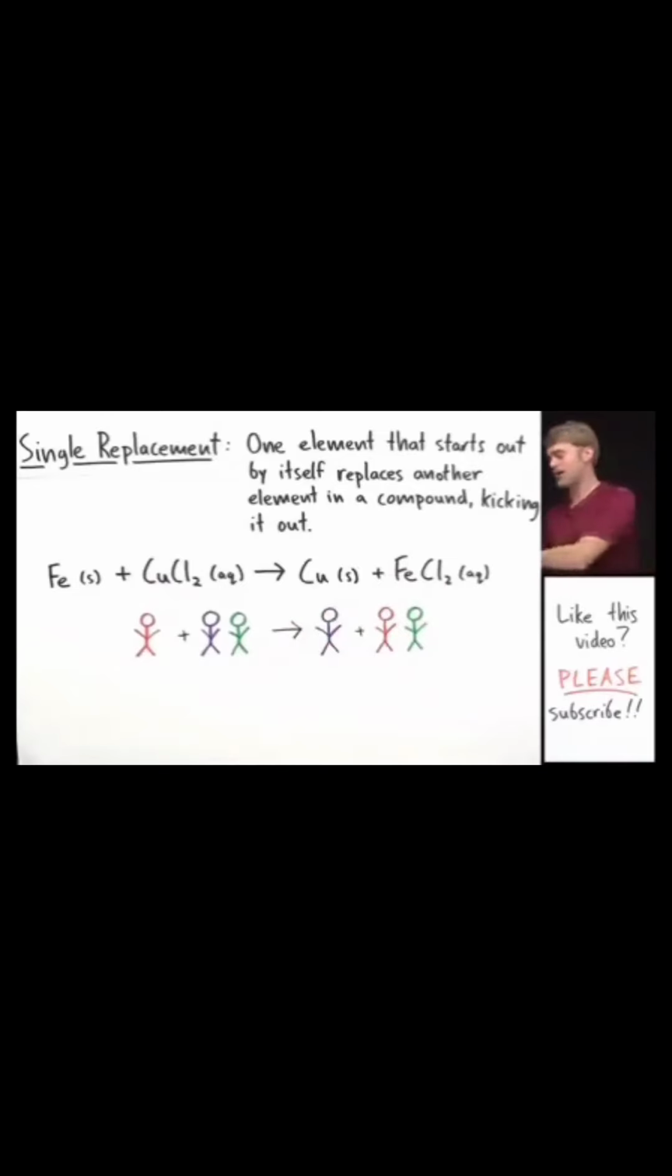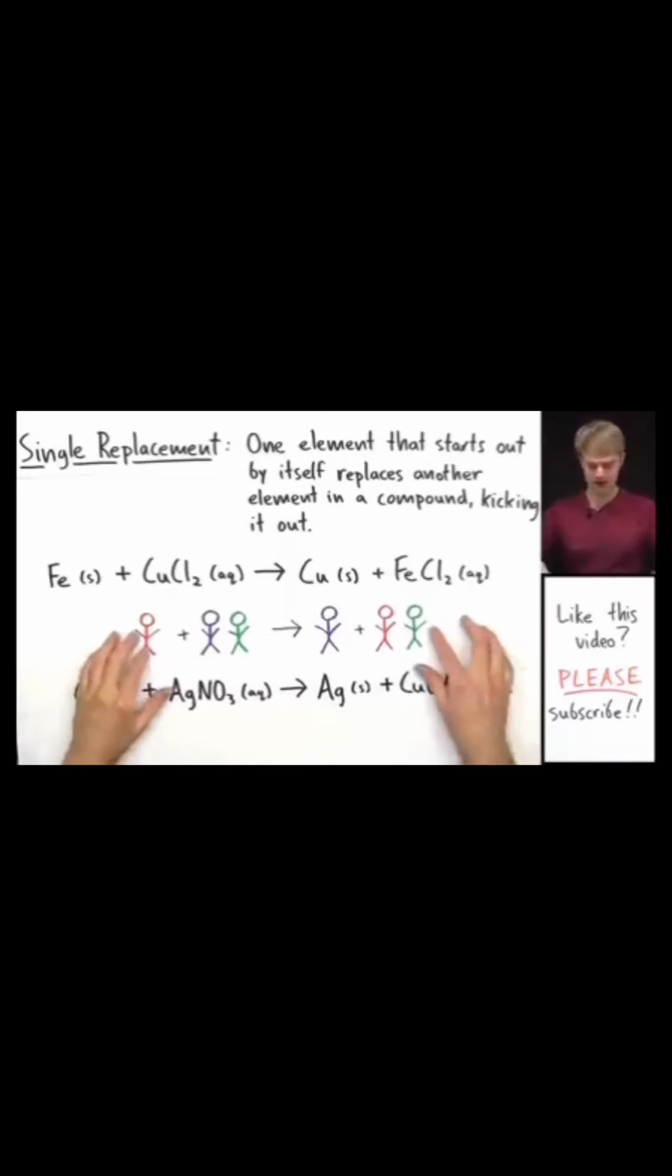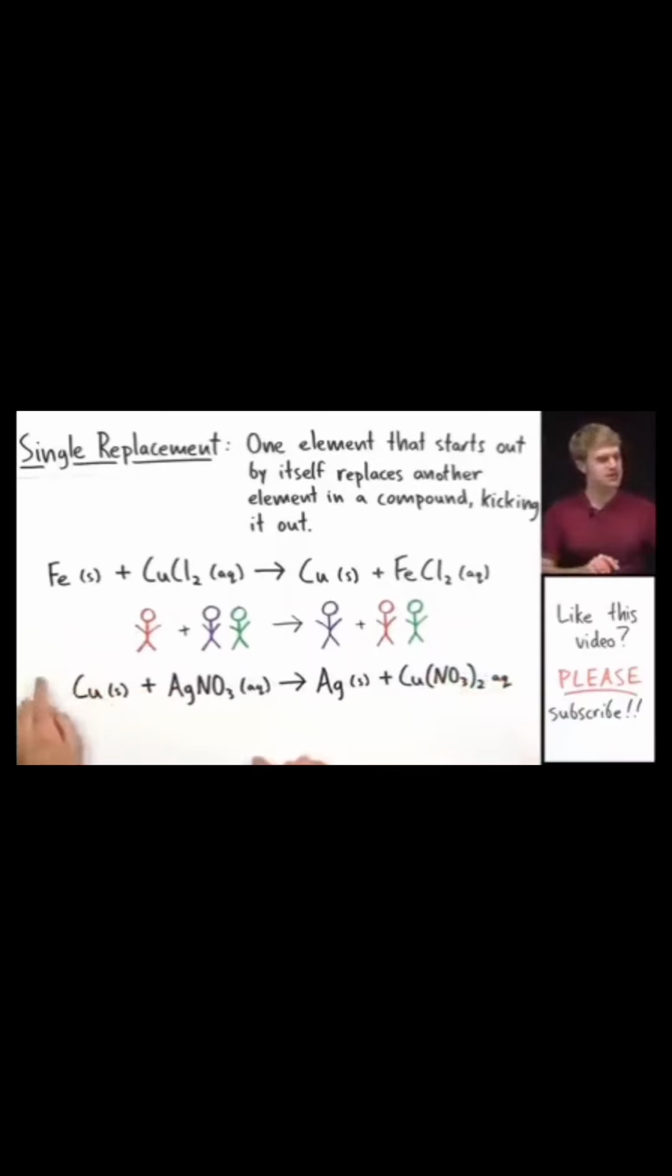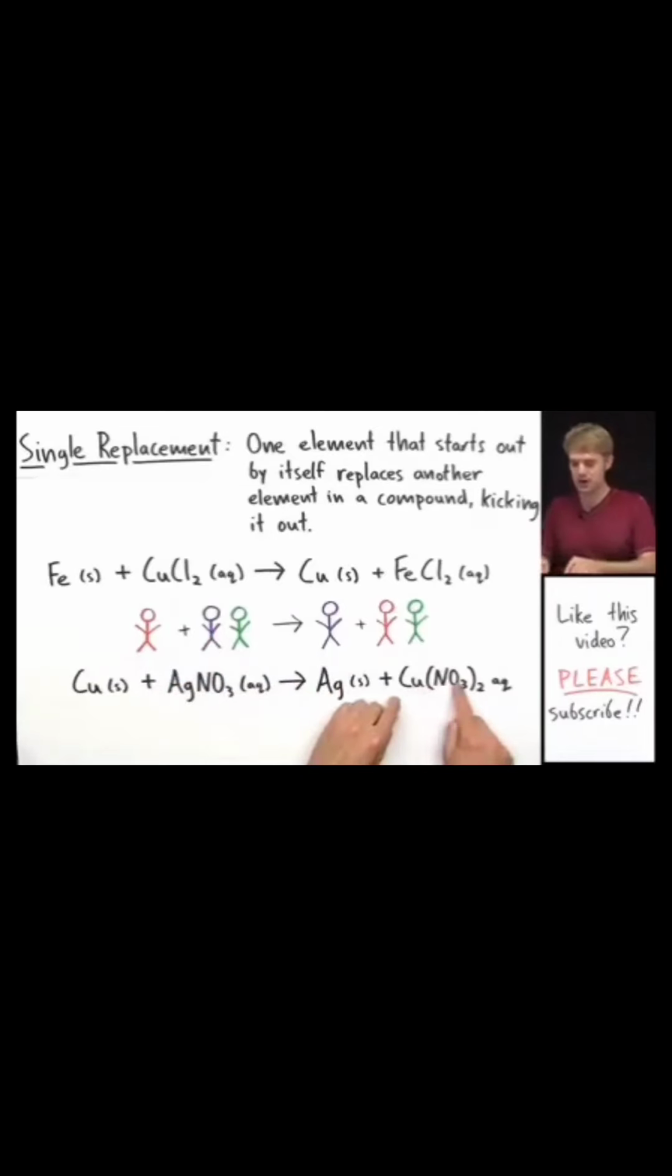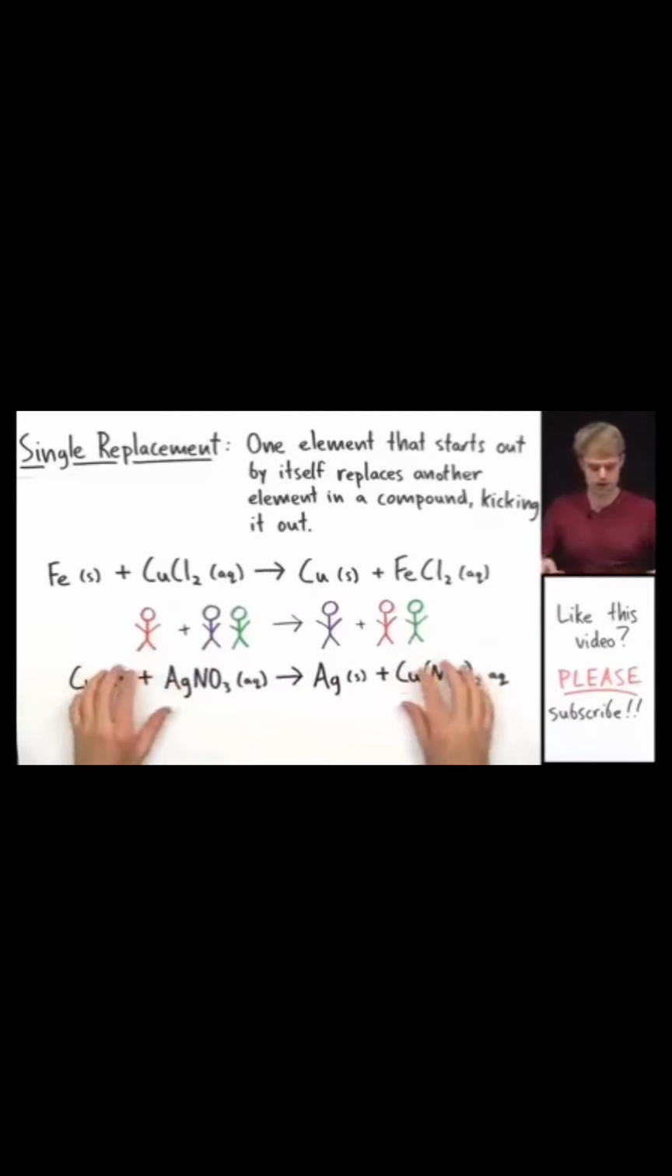Here's one more example of a single replacement reaction. You can see how this works. Cu in this case is the red character, and Cu goes to a dancing couple of Ag, silver, and nitrate, AgNO3. Cu boots out Ag, so Ag ends up by itself, and Cu takes Ag's place by pairing up with NO3.